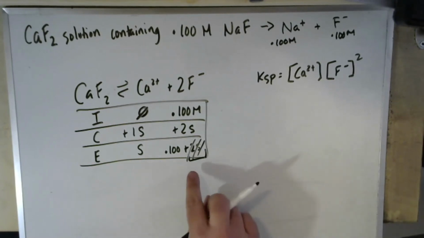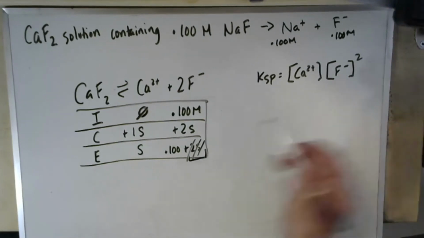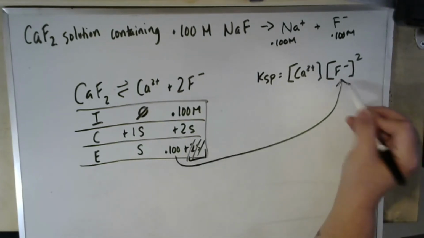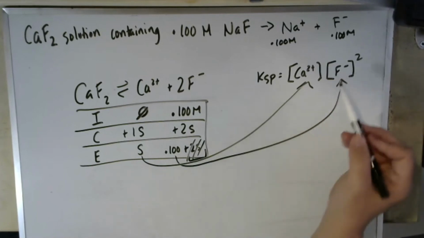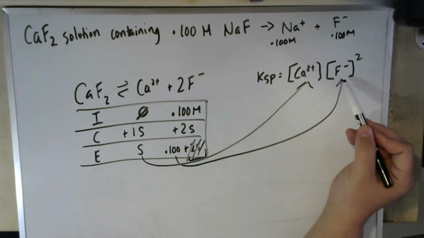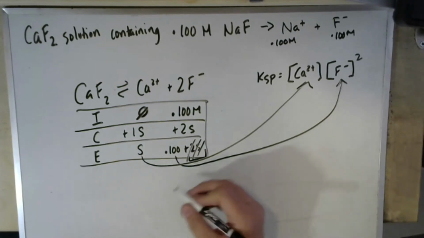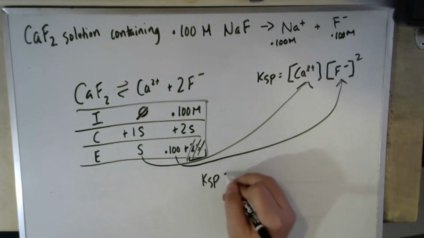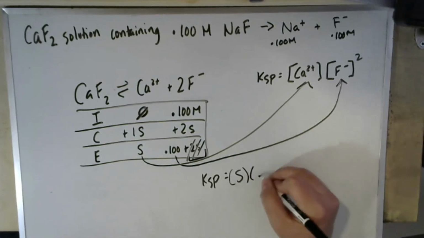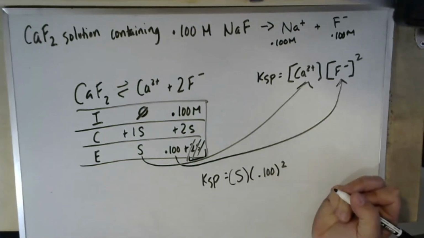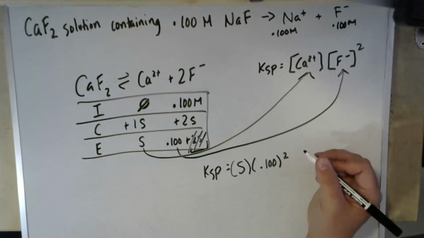So now instead of substituting 2s over here where my fluoride ion is, I'm going to substitute 0.1. I'm still going to substitute S in for my calcium, but I'm going to substitute 0.1 in for my fluoride. Okay? So now if I rewrite that, KSP is going to be equal to S times 0.1 squared. And I'm still trying to solve for the solubility here.